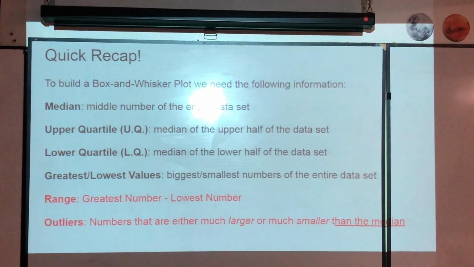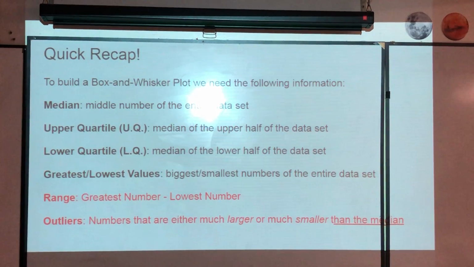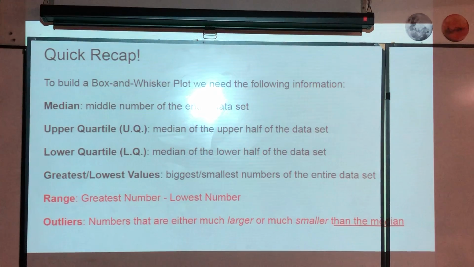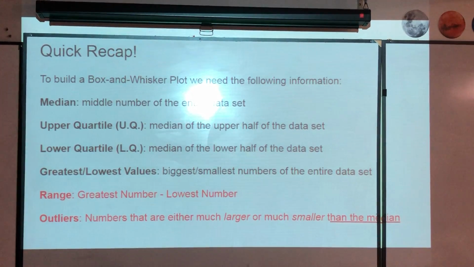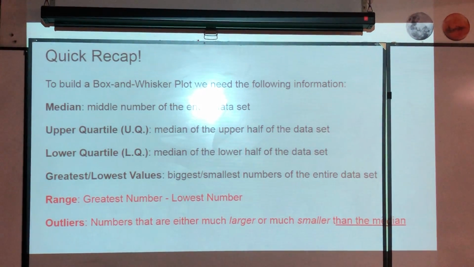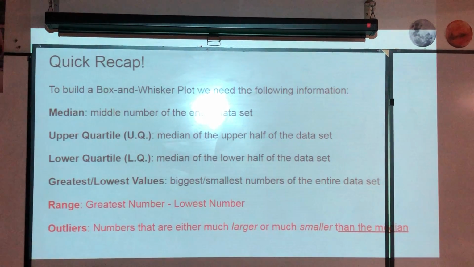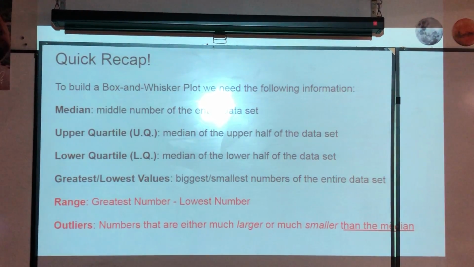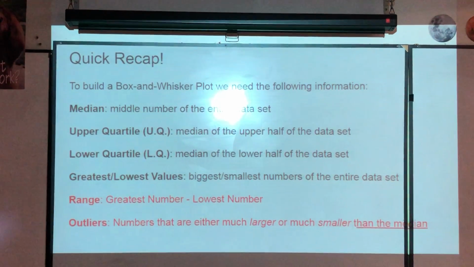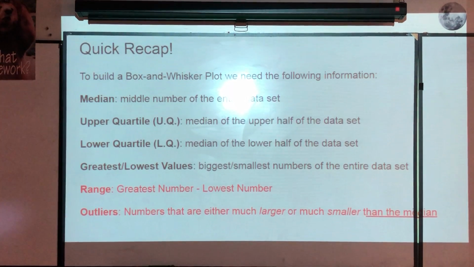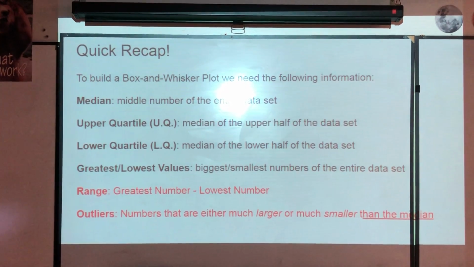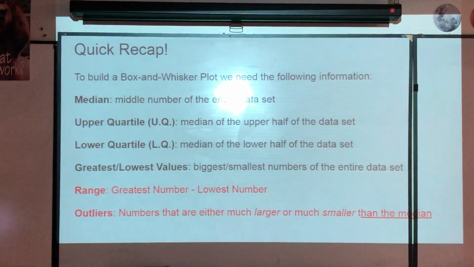And then we need the range. Range and outliers is something that we might need, so we just need to be watching for them. The range is the greatest number in our set, take away the lowest number in the set. And then we need to see if there are or not any outliers. And what are outliers again? They are the numbers that are either much greater or much smaller than the median.